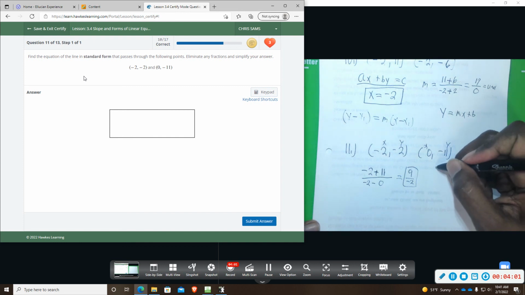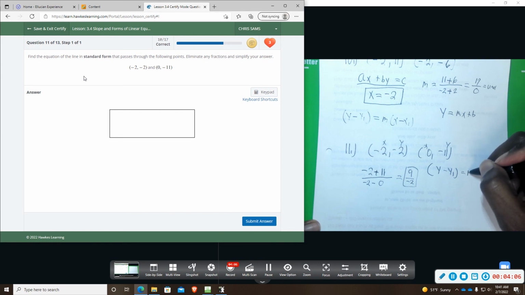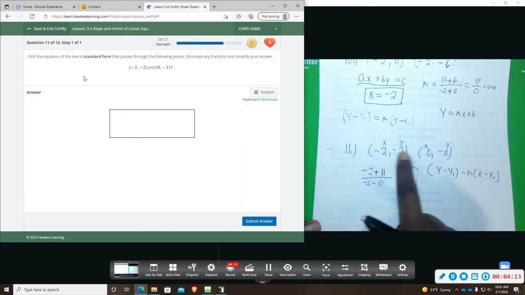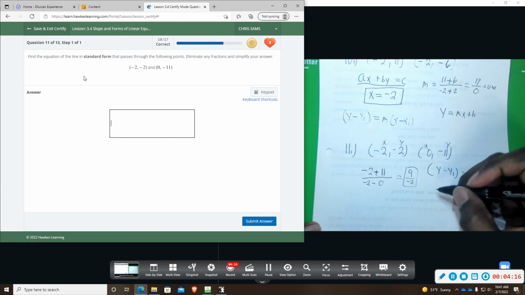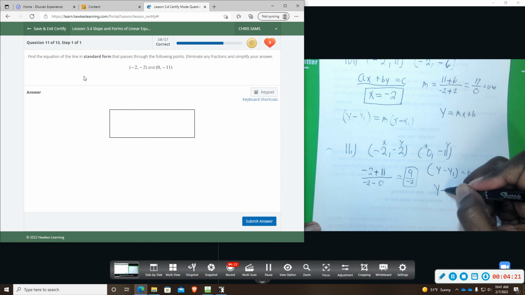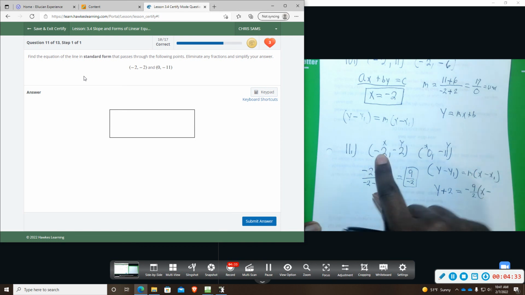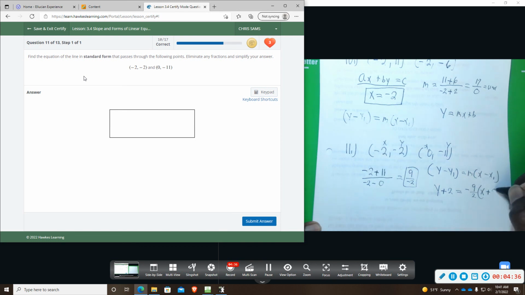All right, so from here I'm going to use point slope form. y minus y1 equals m times x minus x1. All right, so I have my slope. I can use any one of these points. I'm going to use the -2's because they're smaller numbers to work with. So we have y minus the y value of -2. So minus a -2 will become +2, equals slope of -9/2 times x minus the x value of -2, which will become a +2.